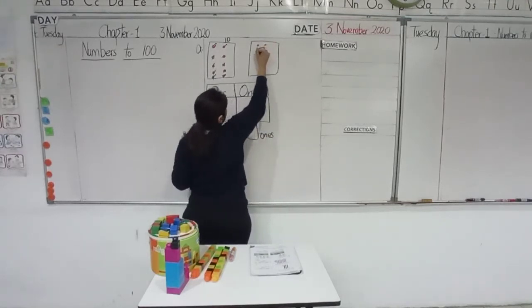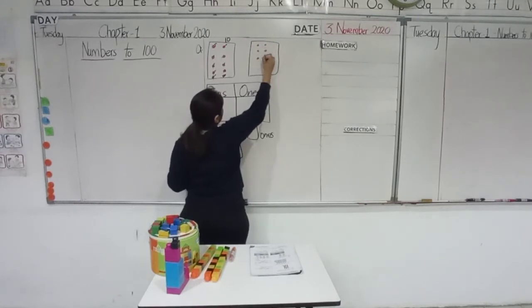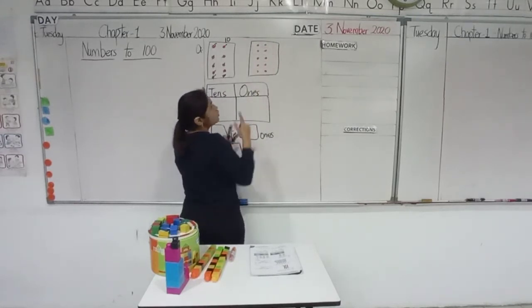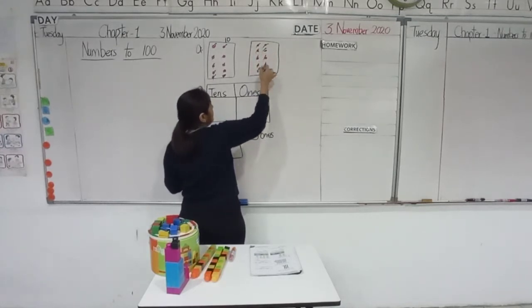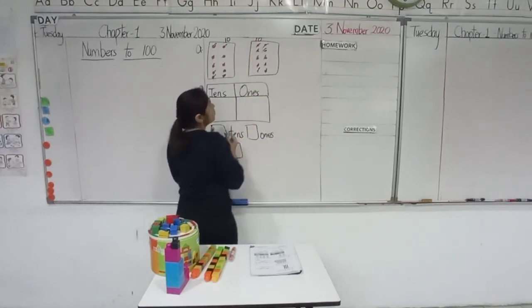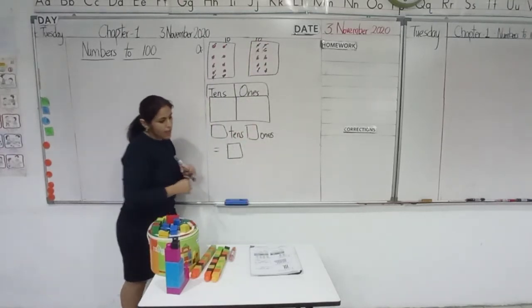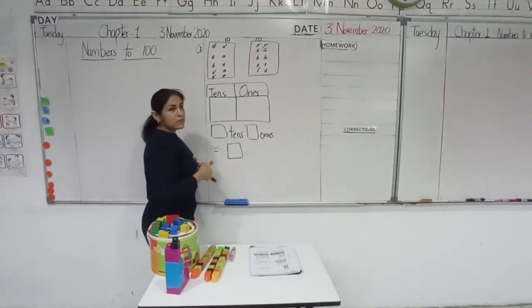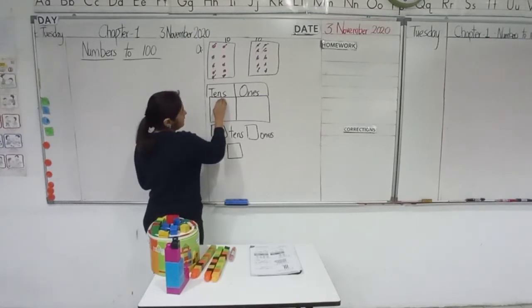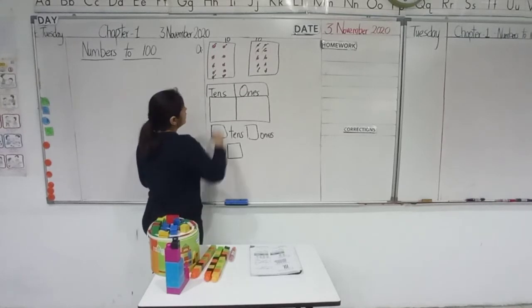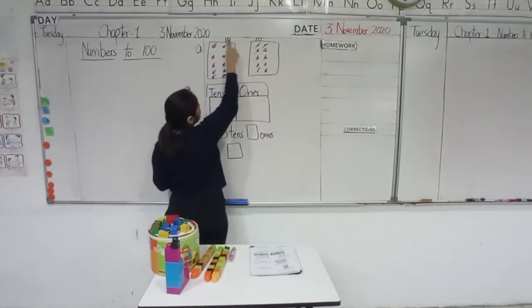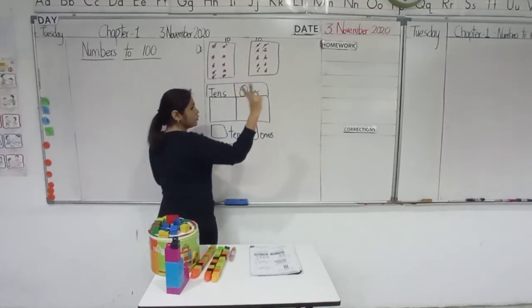Similar means the same. 1, 2, 3, 4, 5, 6, 7, 8, 9, 10. How do you count? Write down 10 on top. Okay, now let's fill in the box. How many tens are there? Do not get confused. How many tens do you see? How many tens? Correct, two tens.